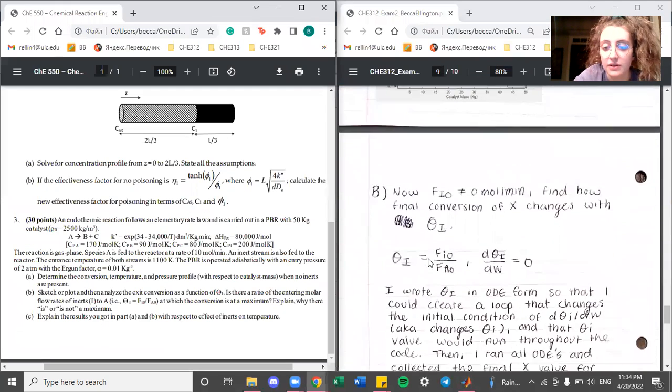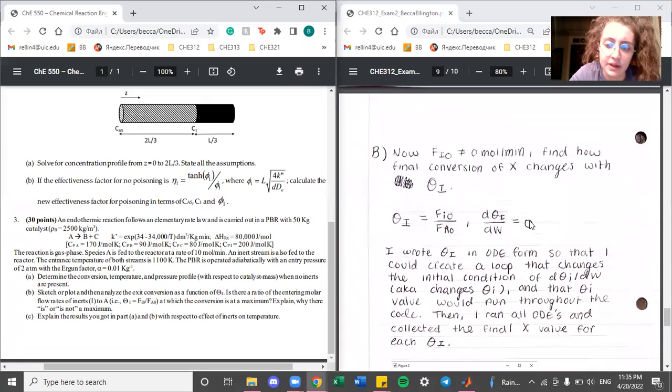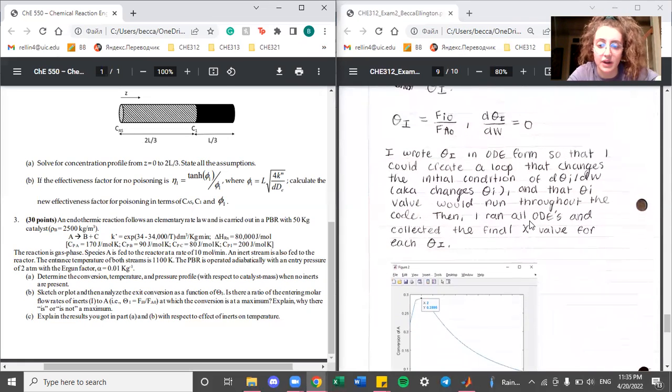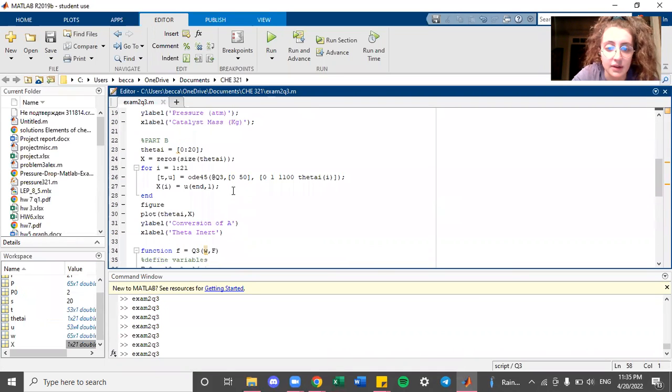For part B, it's pretty similar. You have to find the conversion at the end of the tube when you're changing F of I. So I created another differential for theta I, not F of I, my bad. I could explain it in my code, that's a little bit easier. I had a theta I that I was changing; theta I is the same throughout. So whatever I change the boundary condition to, the initial condition is what theta I is going to be. Then I run the ODE and find what the very last value in the array is for the conversion. And then I was able to plot how theta changes with the conversion.